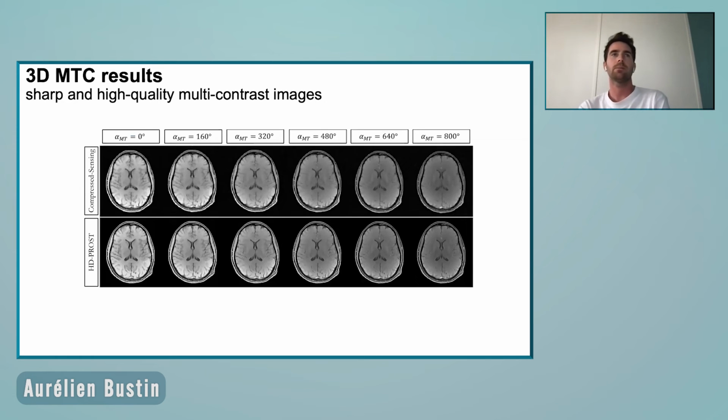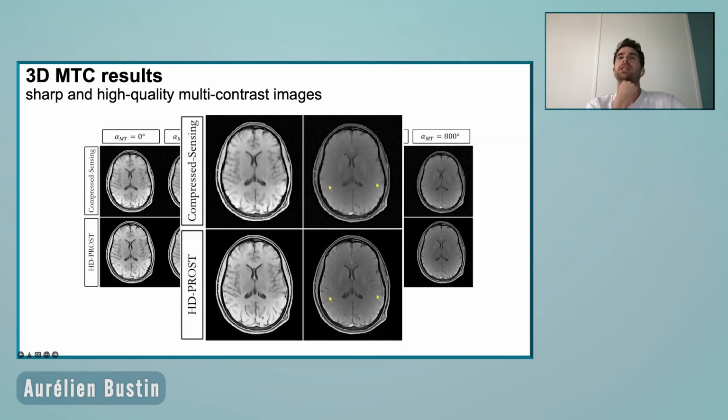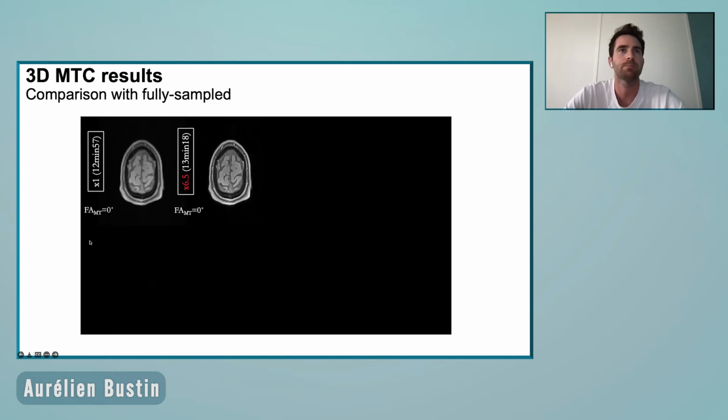So here you see one 2D slice that we extracted from the volumes, and you see the different contrasts between the 6 images. On the top, you have Jérôme's algorithm, the compressed sensing algorithm. On the bottom row, you have the HD-PROST reconstruction. And if I show you a close-up, you see that we can recover a couple of structures. And you also see, compared to the previous application, that we can really control the denoising here. I didn't push the denoising too much here, so we still have a grainy image, but still we do recover a lot of sharpness in these images.